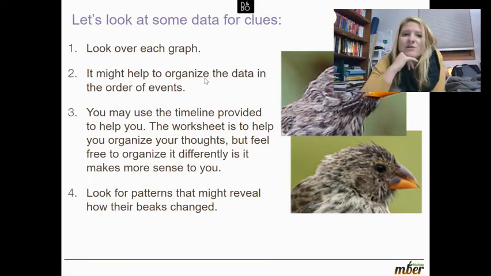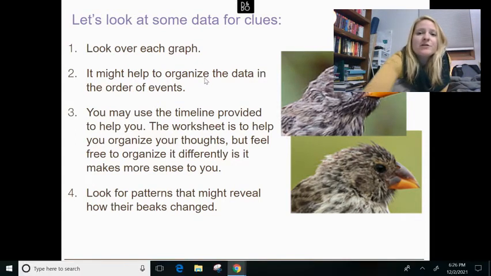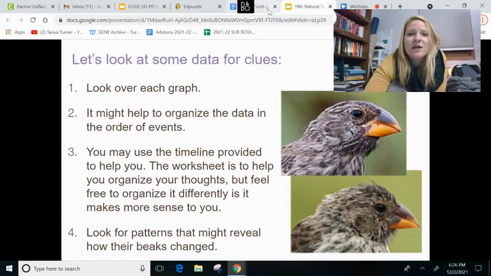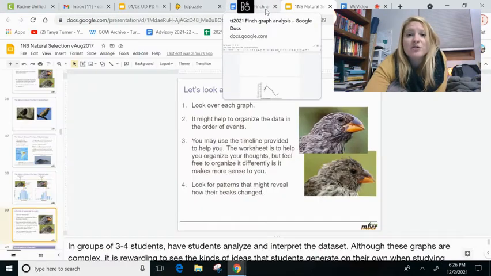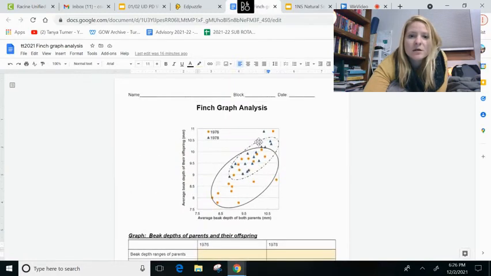So first step is we're going to look over each graph, and then the second step is that we're going to organize the data in order of events, which we'll get to in a little bit. We're going to use the timeline after you guys look at the data, and we'll do that together. We'll look for patterns that might reveal how their beaks had changed. So we're going to do the first few of them together because I know that there are a few graphs that are a little tricky to understand.